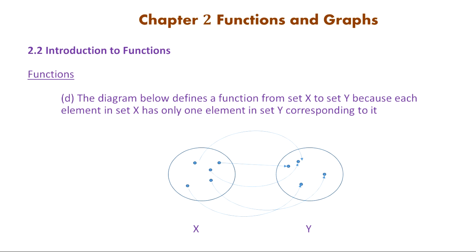Yes, it is a function because you have 2 sets, x and y, and for each value of x, you only have 1 value. You can only have 1 value for y corresponding to it. For each point in set x, there's only 1 arrow going out, so there's only 1 value in set y corresponding to it. So that defines a function.